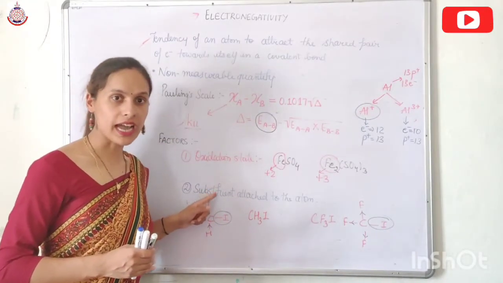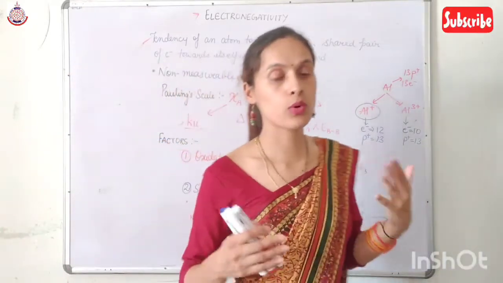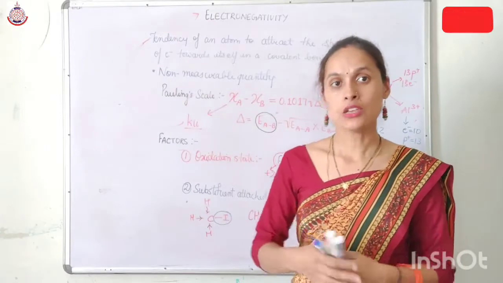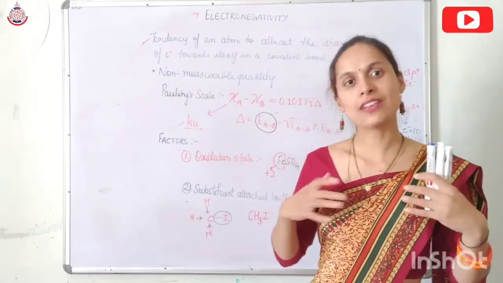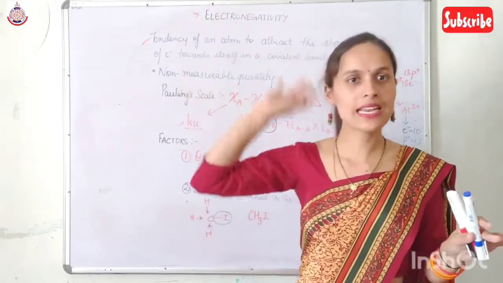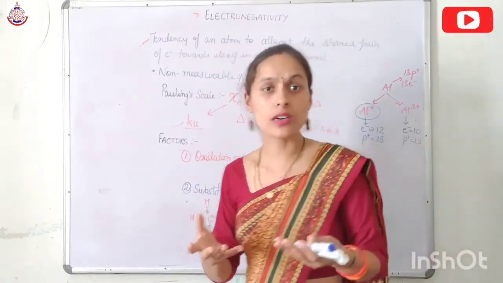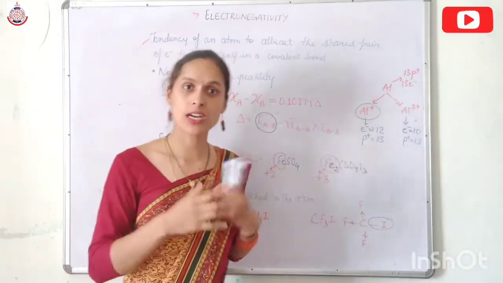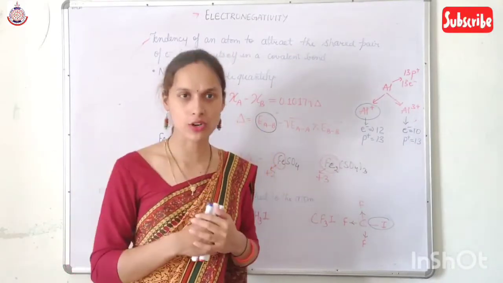In this, what happened? Carbon is attached with the hydrogen, and because carbon is more electronegative than hydrogen, carbon attracts the shared pair of electrons towards itself. But because it already has a sufficient amount of electron cloud, it does not require any electron cloud from outside, so it doesn't try to attract the shared pair of electrons or extra electrons.